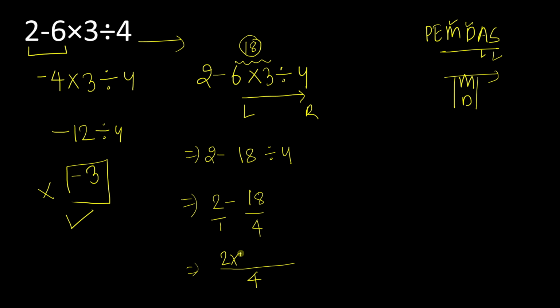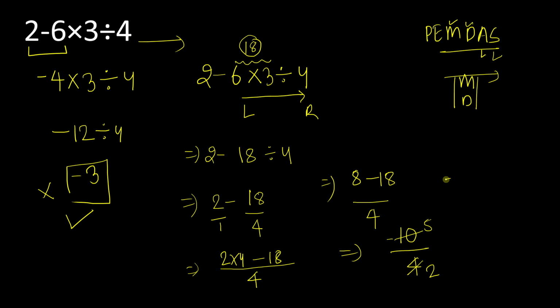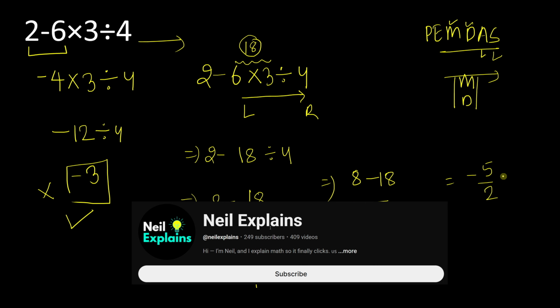So we will multiply 2 times 4 minus 18. 4 times 2 will give 8 minus 18 divided by 4. 8 minus 18, this will give minus 10 divided by 4. Dividing by 2, that is minus 5 by 2. So the right answer is minus 5 by 2.